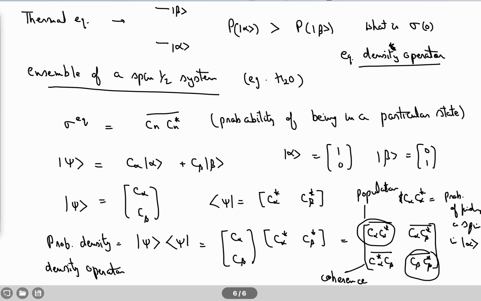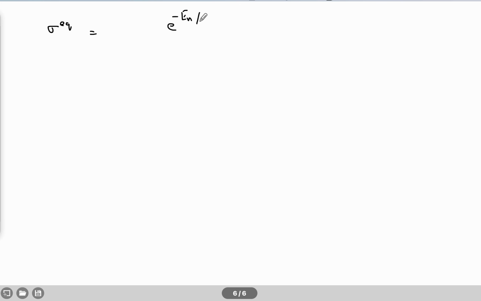Now we can write the density operator as, because this is just the population, the Boltzmann distribution, which is given by e to the power minus En, the energy of the nth state, divided by kBT, where kB is the Boltzmann constant and T the temperature, divided by the summation over all states of e to the power minus En divided by kBT.